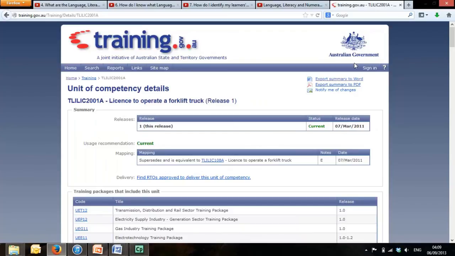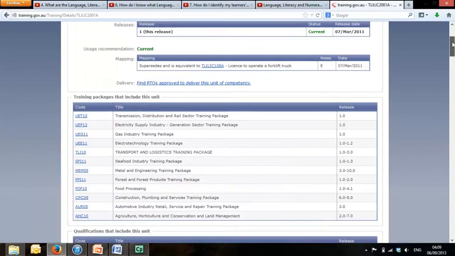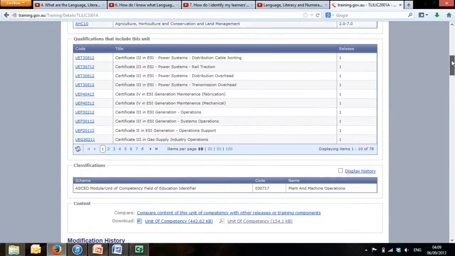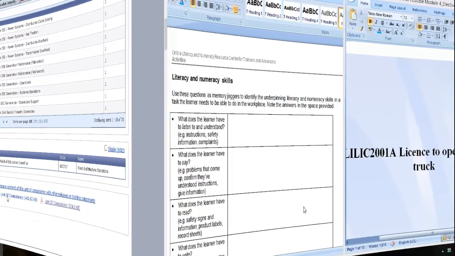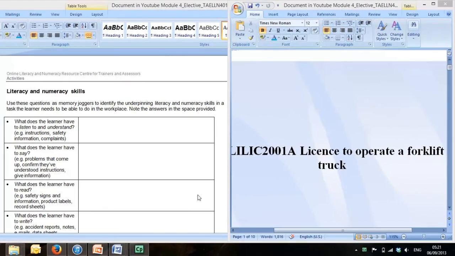So we have the summaries up there. We want to scroll down and access the unit of competency as a Word document. Okay, to make things a little bit easier for you, I have inserted some documents onto your module under the tasks, step 1 and step 3.